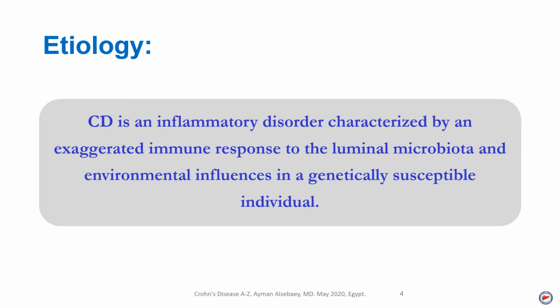That is to say that there must be three components for the occurrence or phenotypic expression of Crohn's disease. The first one is genetic background. The second thing is environmental insult. The third component is a change in the microbiota, so the immune system begins to attack the mucosa on which the microbiota live.